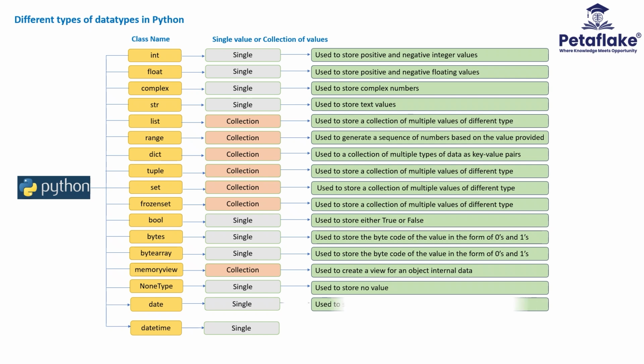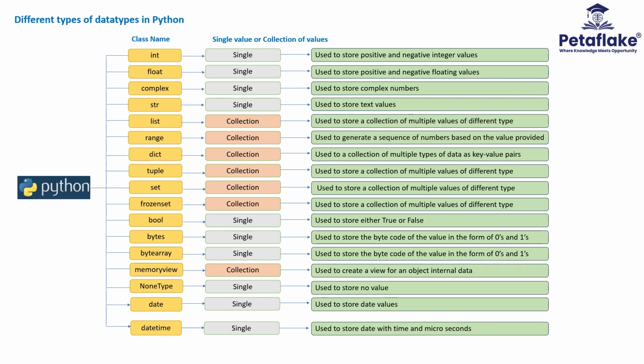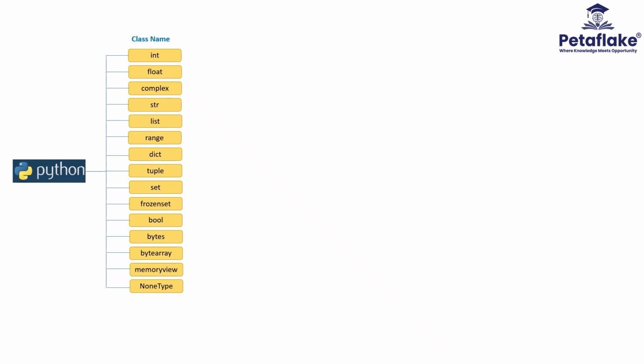Date data type is used to store date values. Datetime data type is used to store the date along with the time and microseconds as well. All these data type classes are available directly to the programmer as inbuilt and we can use them directly. We cannot use the date and datetime classes directly like other data types. To use the date and datetime classes, we must import an inbuilt module called datetime into our program and then only we can use the date and datetime classes to store date and timestamp values.